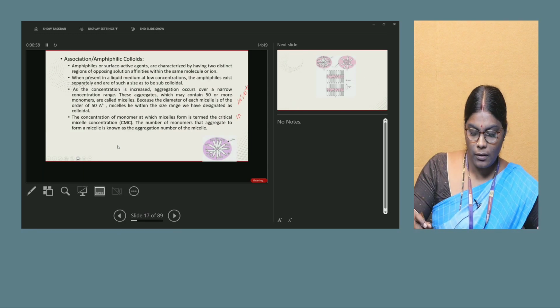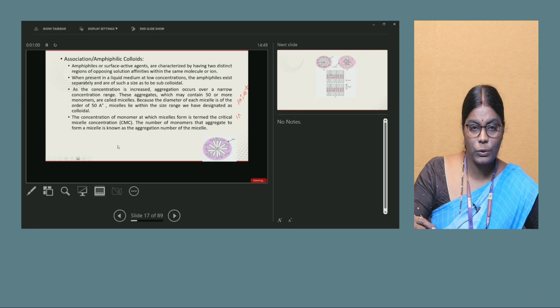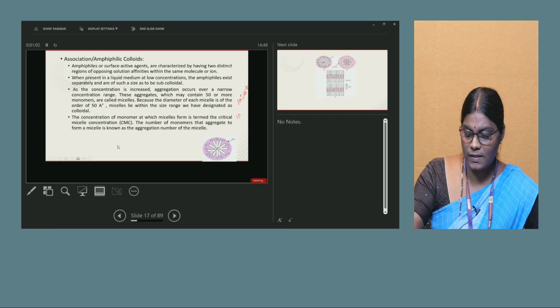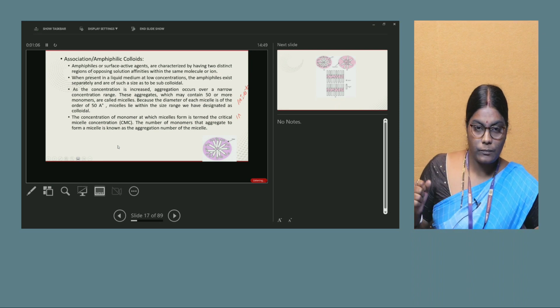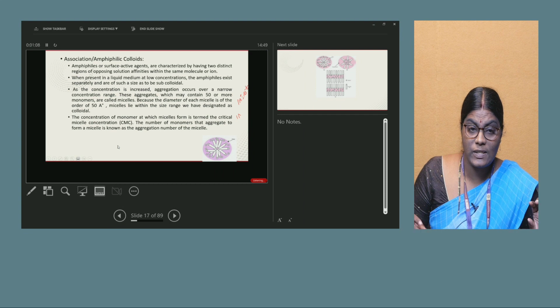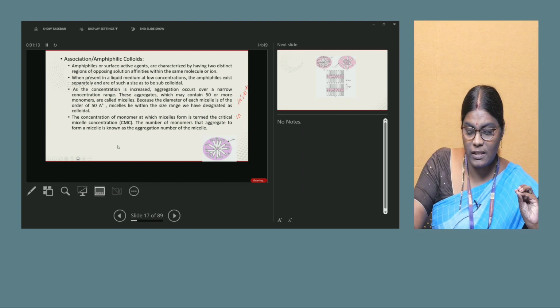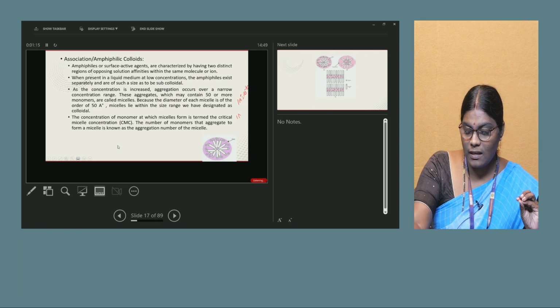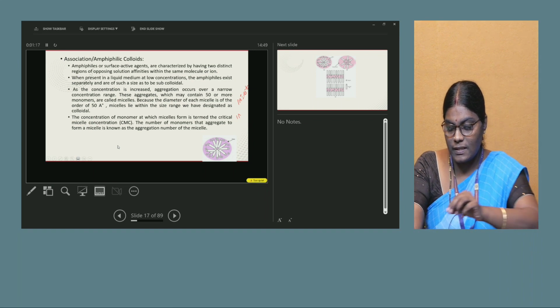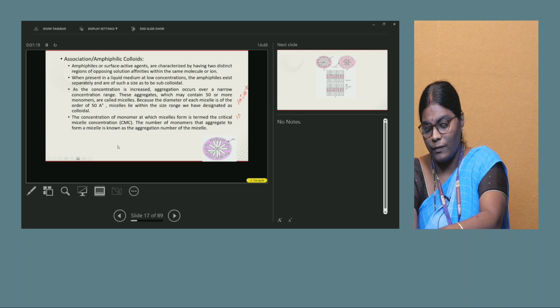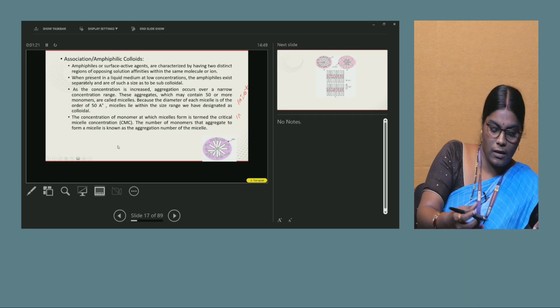1 angstrom unit is equal to 10 power minus 8 centimeters or 10 power minus 10 meters. This 1 angstrom unit is very less than the particle size, that is, 1 nanometer is 10 power minus 9 meters. 1 nanometer is equal to 10 power minus 9 meters.